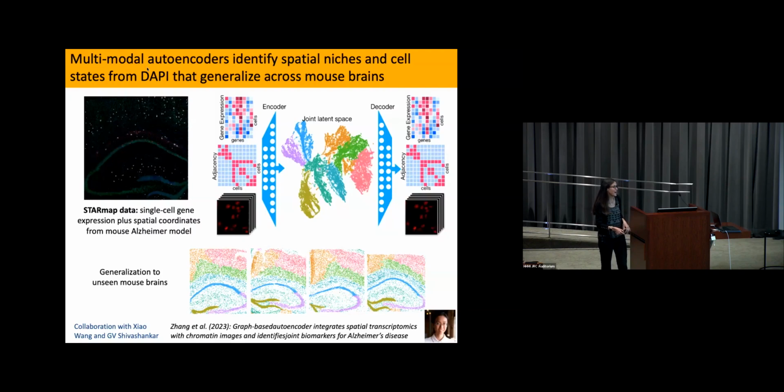And I put here the picture of Xin-Mi. She's giving a poster tomorrow. She's actually not talking about this work, but you'll see her picture show up a lot. But you can go ask her questions if you have any on any of these works.